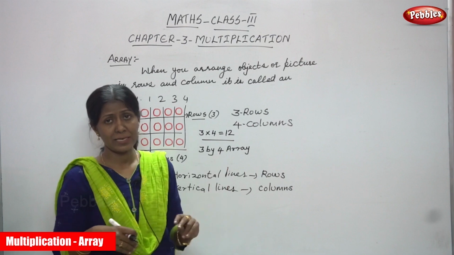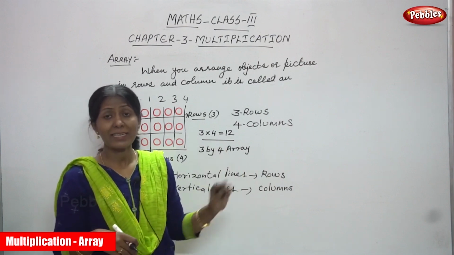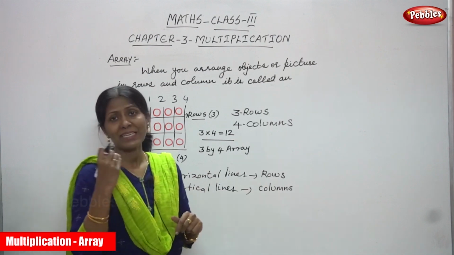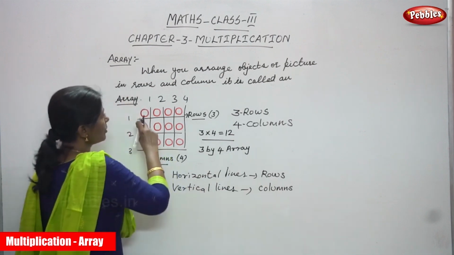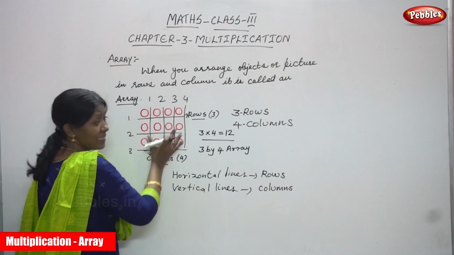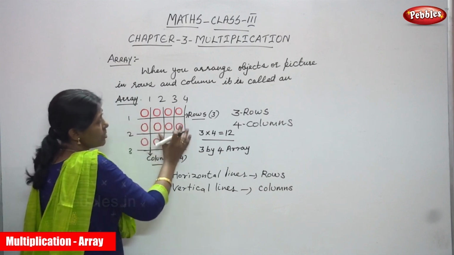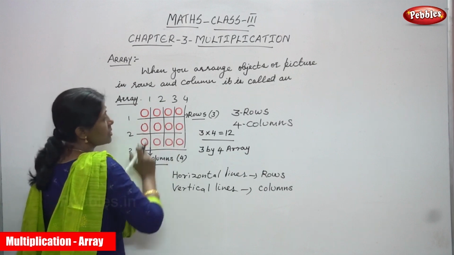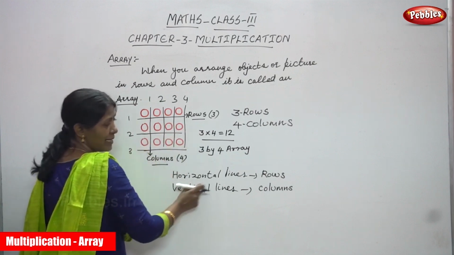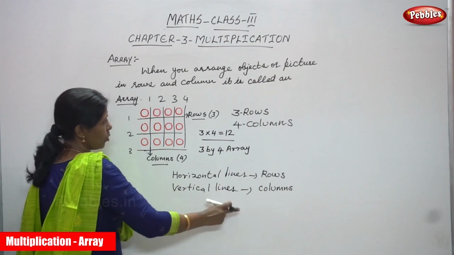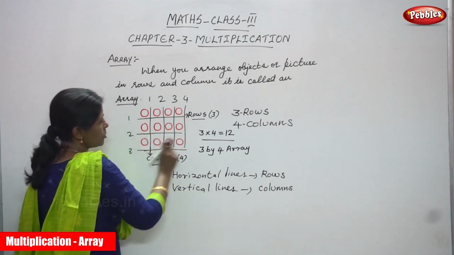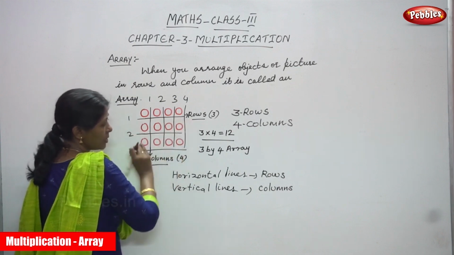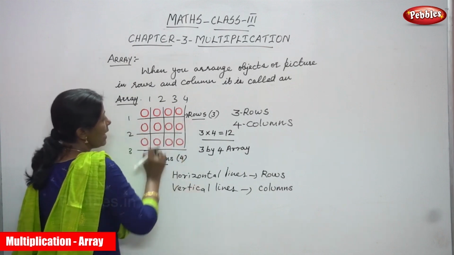I think you understand this concept very clearly. It is a multiplication concept, but we are applying it in the array method. So I told you, these are the objects, these are circles. So we arrange the objects in rows and columns, that is, in the array method. I've told you horizontal lines are called rows, vertical lines are called columns. So 1st row, 2nd row, 3rd row. Horizontal lines are called rows. So 3 rows are there and 4 columns.